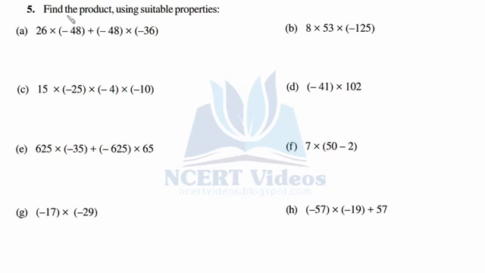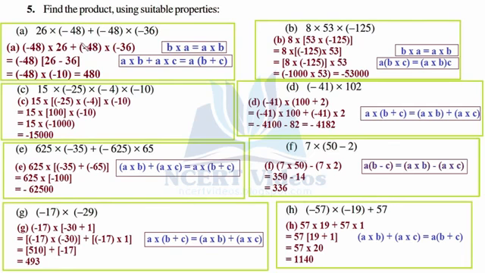Question 5. Find the product using suitable properties. So we have learned a couple of properties in this chapter which we are going to use here. Now here first we will swap the position. So minus 48 comes first and multiply with 26 and the rest the same. Minus 48 into minus 36 same, and which allowed us to do it, b into a equals a into b, just swapping. Now minus 48 is taken as common because it is common in both the terms.